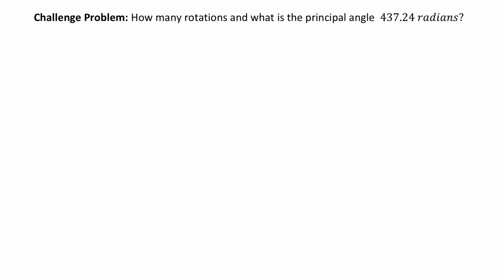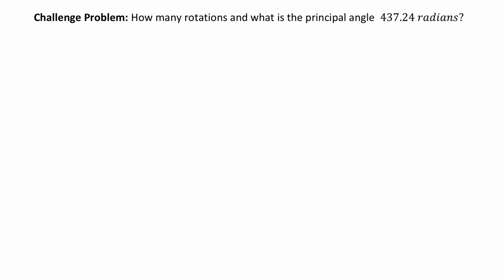How many rotations and what is the principal angle for 437.24 radians? Ooh, this one's a bit of a doozy. I'll let you pause the video and give it a try. All right, what makes this question so difficult is that you don't have a pi. The pi has been multiplied in, that's why we have, unfortunately, a decimal number here.